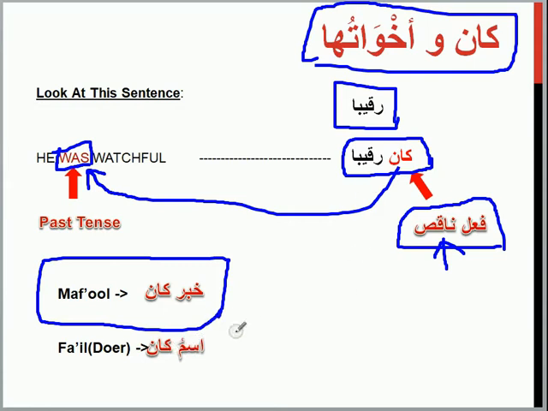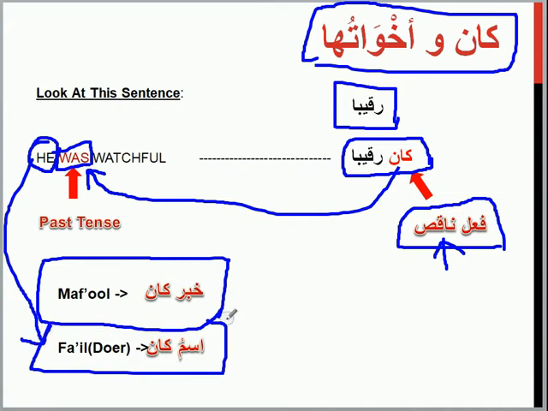Now the ismu Kaana could be hidden and it could be an outside doer. We did this in season 1. There's an inside doer and there could be an outside doer. For example, if this sentence was Kaana muslimun rakiban, then that would be an outside doer. The outside doer must be rafa. So that would make a fa'il, ismu Kaana. Otherwise the ismu Kaana is over here, hidden.